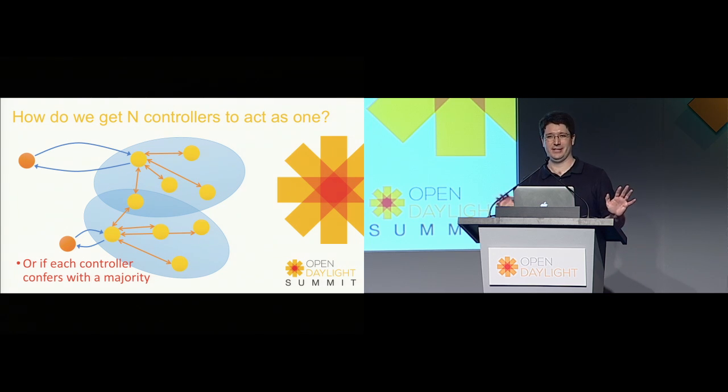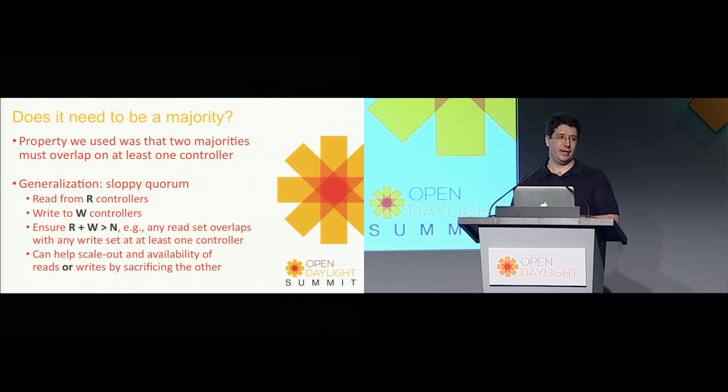No matter what anybody else does, if you want something to be consistent across a bunch of nodes, this is basically the only trick. The one thing that this generalizes is that we didn't actually use the fact that it was a majority. We used the fact that the read and the write sets overlapped by at least one node. And so you can generalize this into things called sloppy quorums, where you read and write from different numbers of the people in the cluster, and as long as the read plus write is greater than the number of nodes in the system, then you're guaranteed this overlap.